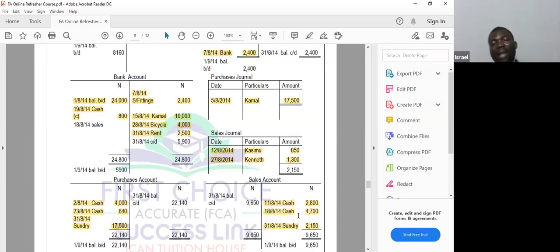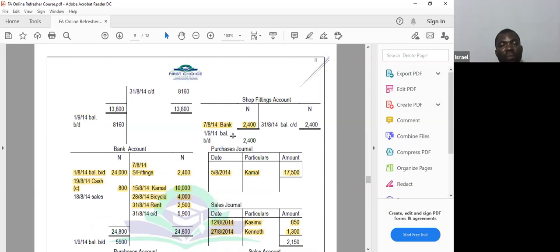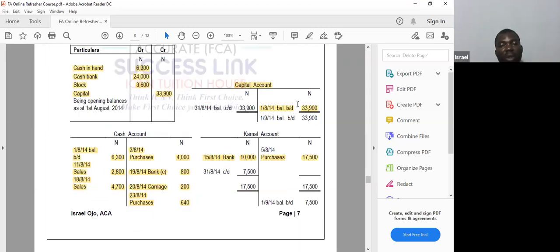After that, we can now go ahead and close our ledger. So we have it. Now we are on the capital account. Now on the capital account, we are on the credit side.